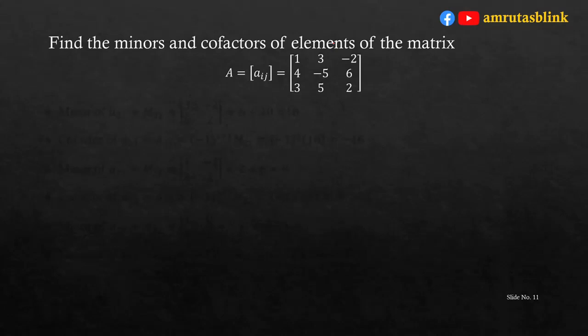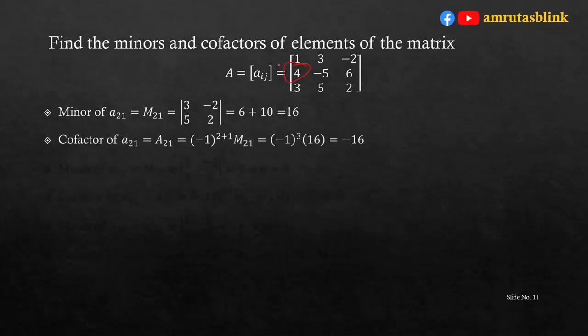Now, we will calculate minors and cofactors for the elements of the second row. So, the minor of A21, that is the minor of 4, is equal to determinant 3, minus 2, 5 and 2. 3 into 2 is 6 minus 5 into minus 2 is equal to 6 plus 10, that is 16, and the cofactor of A21 is equal to minus 1 raised to 2 plus 1 into M21, that is minus 1 raised to 3 into 16, is equal to minus 16.